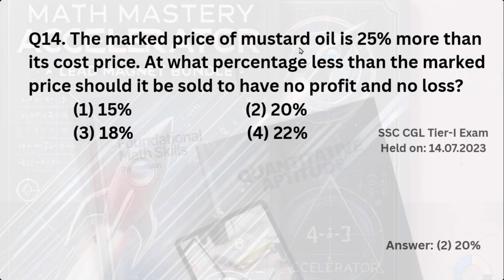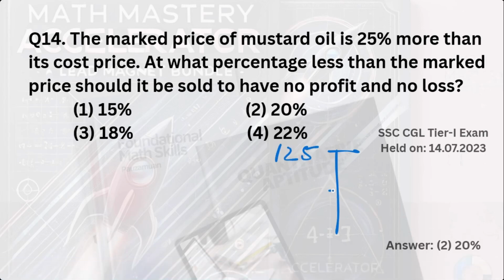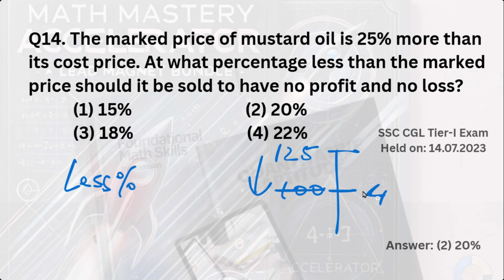The marked price of a mustard oil is 25% more than its cost price. At what percentage less than the marked price should it be sold to have no profit and no loss? 25% more is 125, base is 100. Less percent is 25 into 4, 25 into 5, 1 divided by 5 into 100, which is 20%.